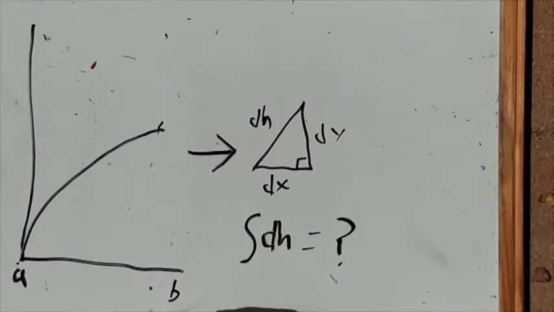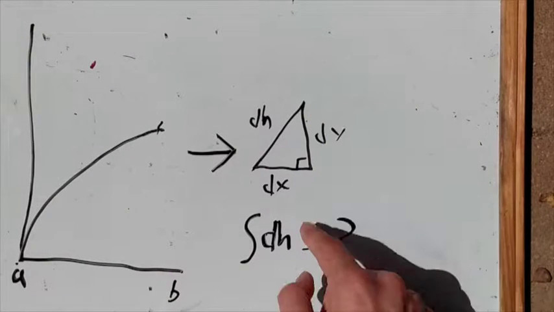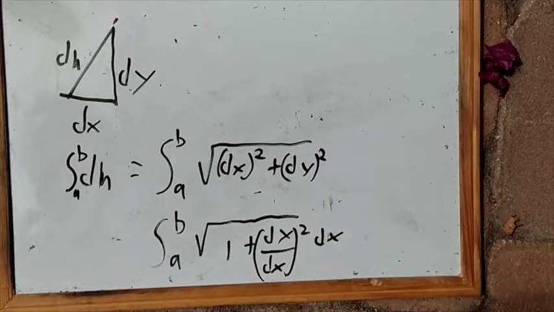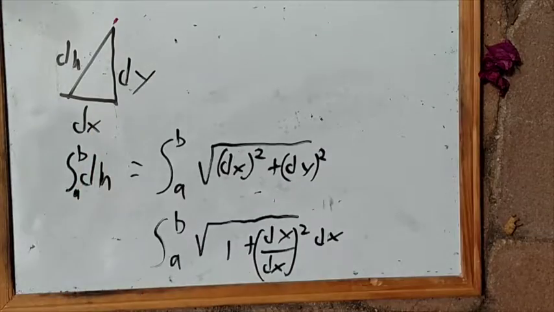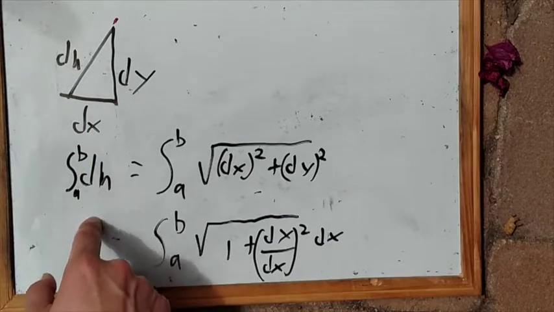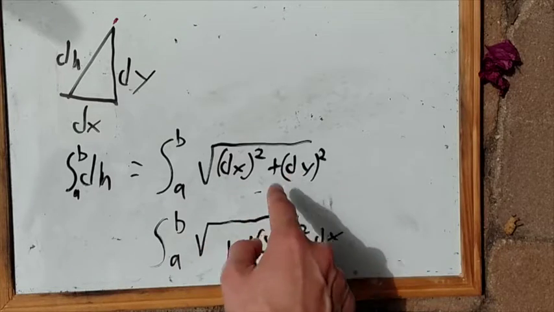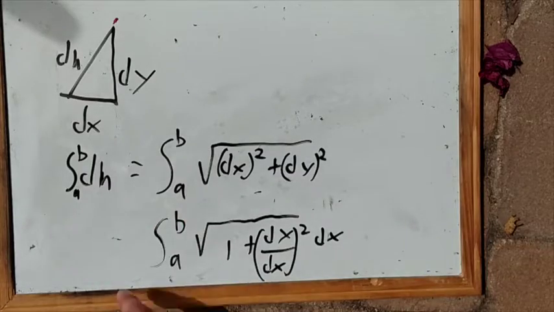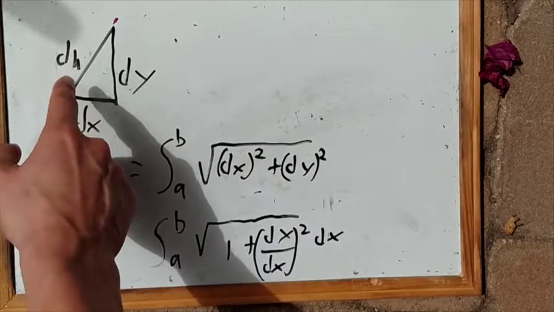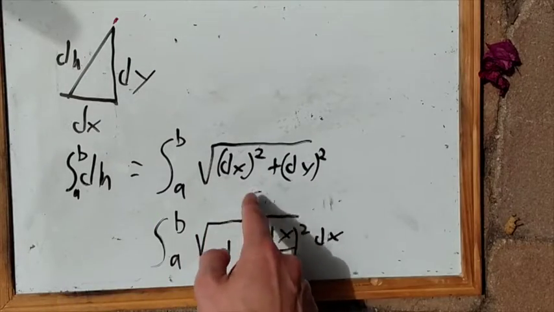And you can think of dh, since it's the slope, it changes in y and it changes in x in this way. So if you want to find the integral of dh in terms of dx and dy, you know that dx and dy make a right triangle with dh. So the integral of dh from A to B can equal the square root of dx squared plus dy squared. Because by the Pythagorean theorem, dx squared plus dy squared equals dh squared. You take the square root of dh squared, and you'll get dh, which is this.